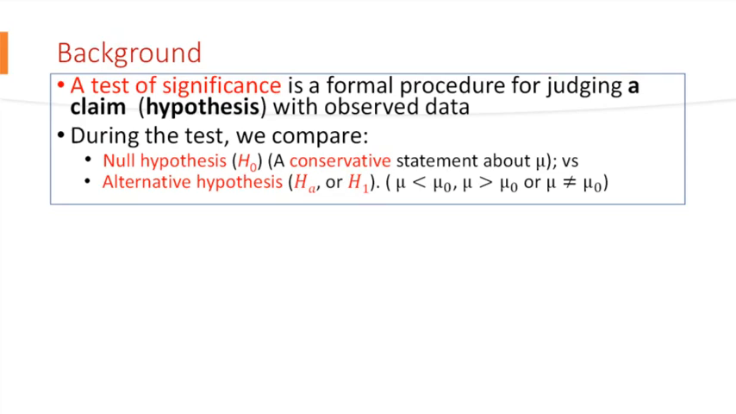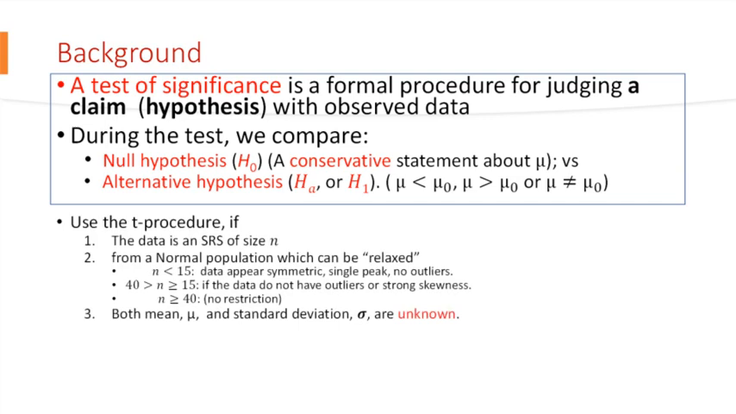The second is the alternative hypothesis, HA or H1, which proposes that the population mean is less than, greater than, or not equal to a specific value, denoted as mu0. There are many types of hypothesis testing. We perform hypothesis testing under the T procedure if 1. The data is an SRS of size n. 2. The population normal distribution assumption can be relaxed.